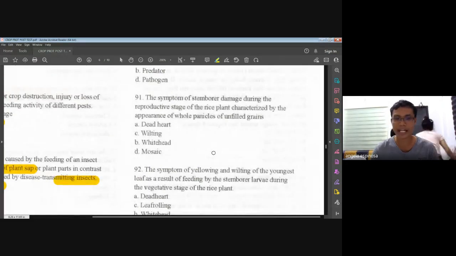Number 91, the symptoms of stem borer damage during the reproductive stage of the rice plant characterized by the appearance of whitish panicles of unfilled grains. The correct answer is letter B, that is white head.